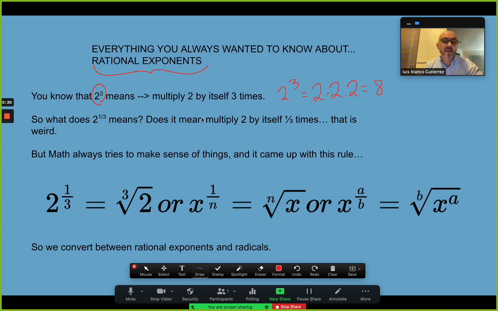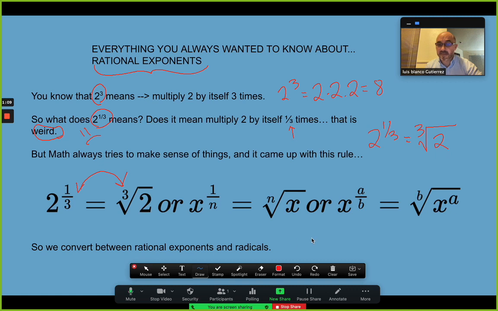So we know that. But what happens when we want to do 2 to the power of 1/3? It means that you need to multiply 2 by itself, but only 1/3 of a time. And that is weird, so we don't really understand the meaning of that. But we know a rule that if we have a fractional exponent, we can rewrite it as a radical. So, an example: 2 to the power of 1/3 is the same thing as the cubic root of 2.